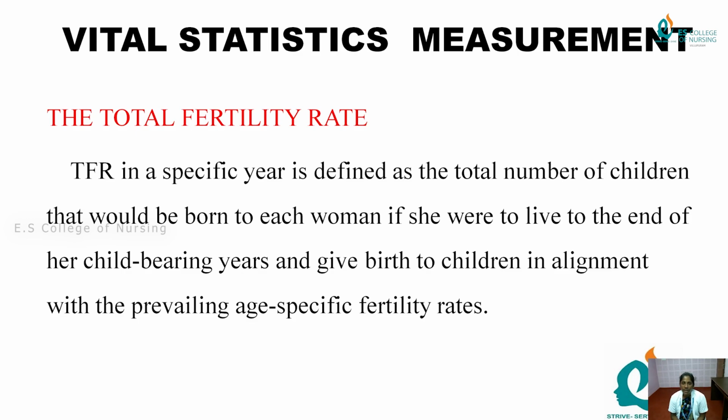Here, the total fertility rate in a specific year is defined as the total number of children that would be born to each woman if she were to live to the end of her childbearing years and give birth to children in alignment with the prevailing age specific fertility rates. This is the total fertility rate. Hope everyone has understood this.